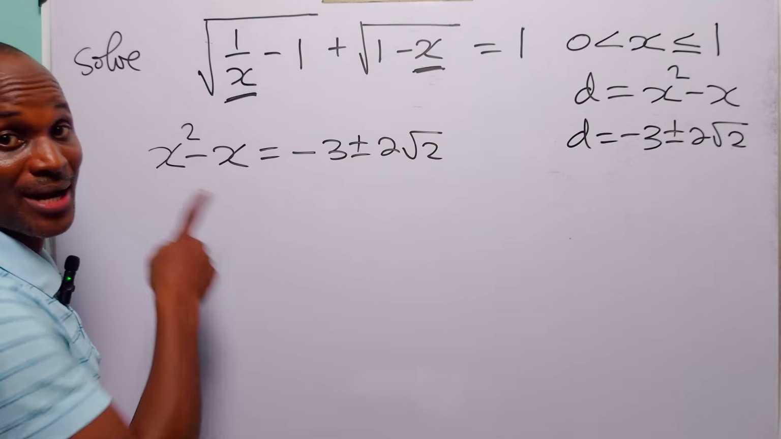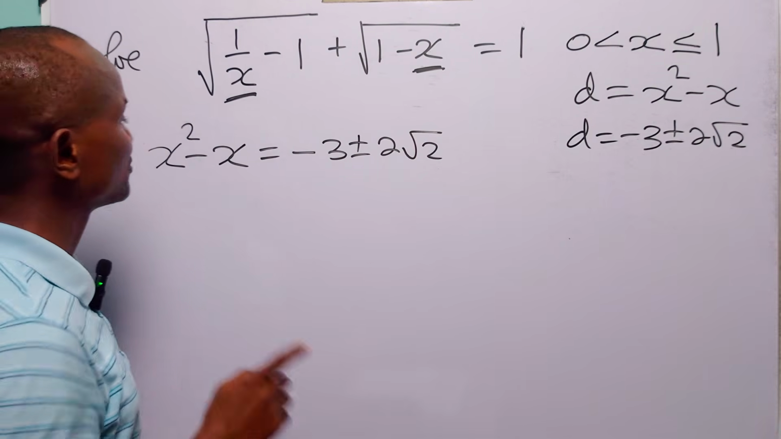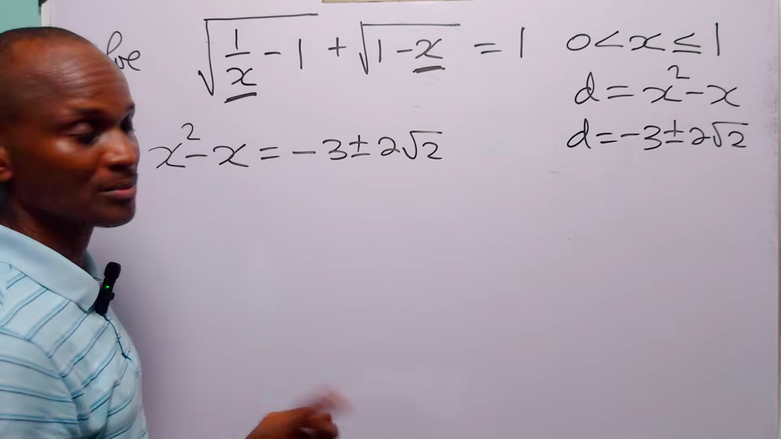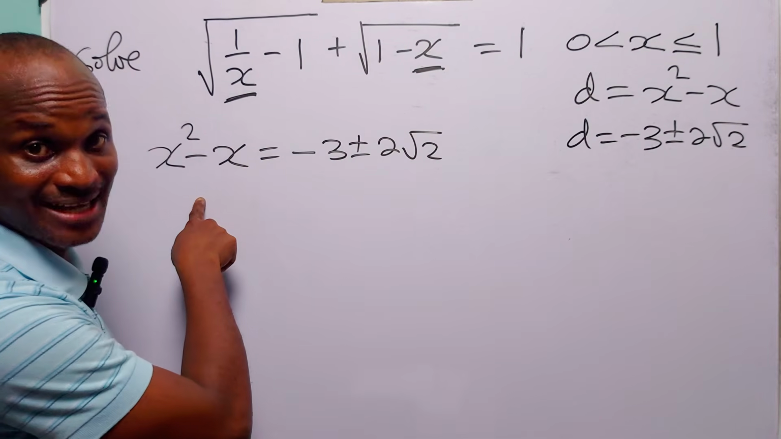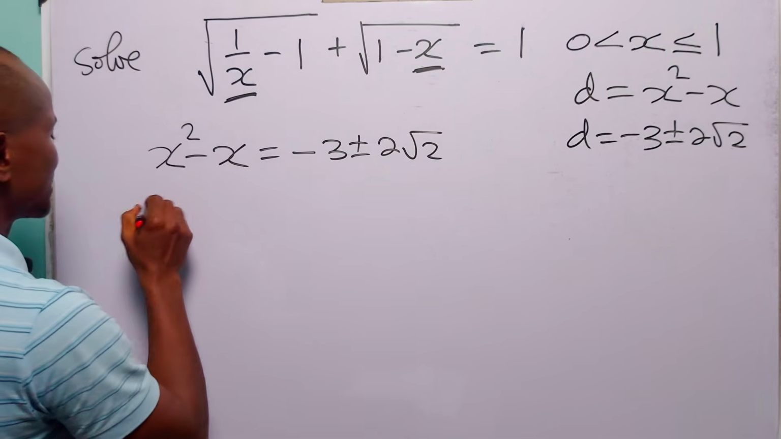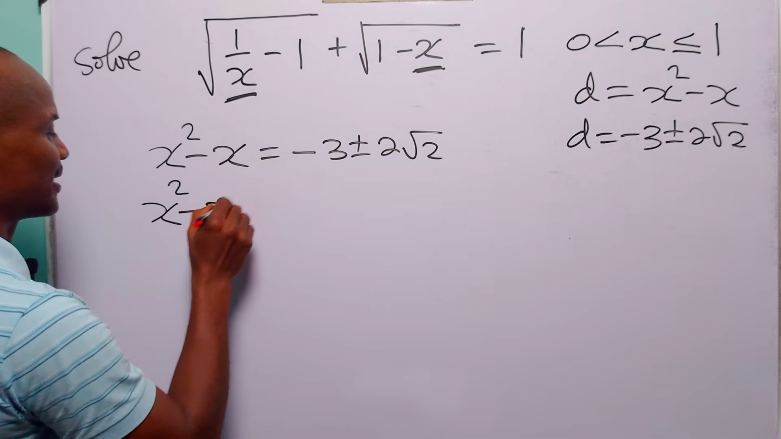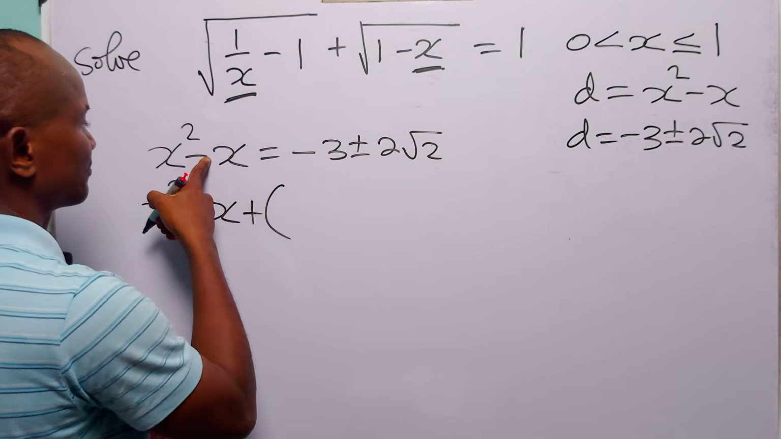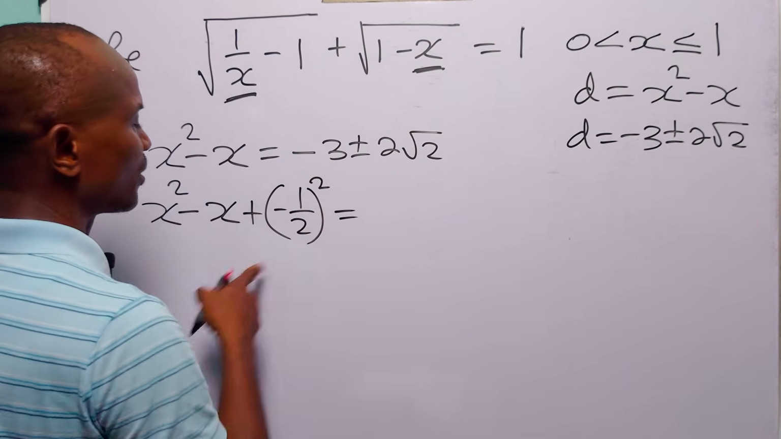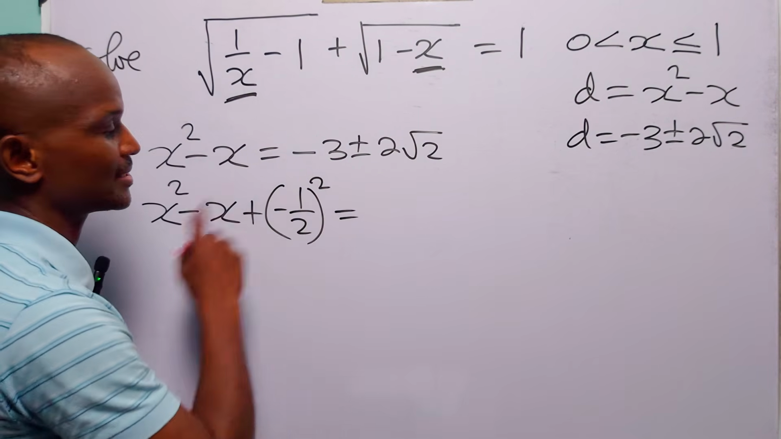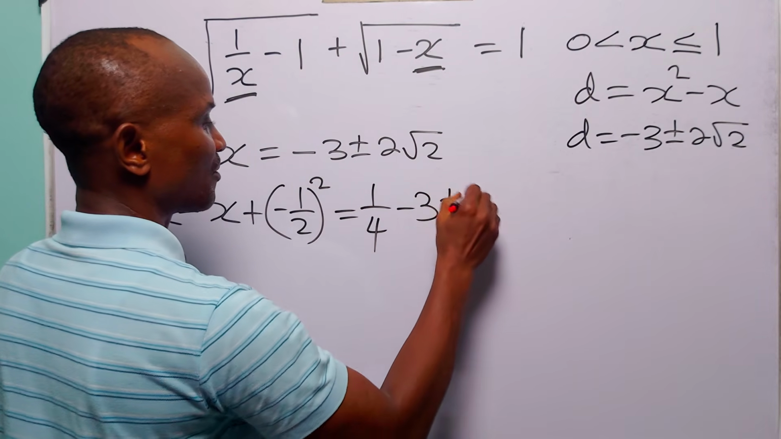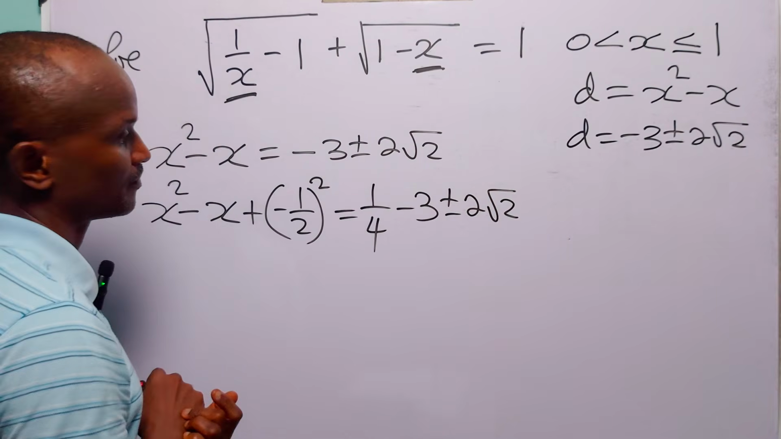The coefficient of x squared is already 1. So the next thing we are going to do is to divide the coefficient of x, that is minus 1, by 2, square and add to both sides of the equation to complete the square on the left-hand side. So when we do that, we have x squared minus x plus minus 1 over 2 squared. Now this is equal to, minus 1 over 2 squared is 1 over 4, then we have minus 3 plus or minus 2 root 2.